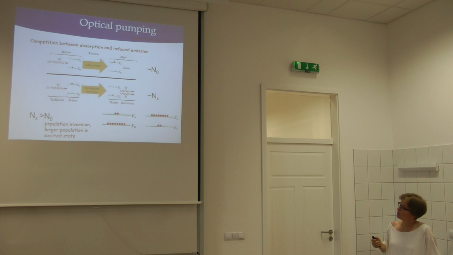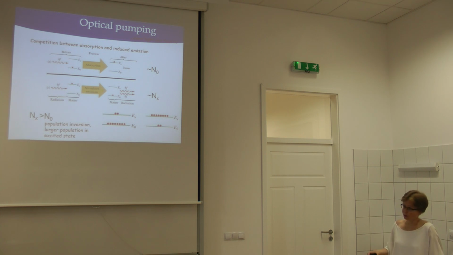But if you remember, I said that there are two processes, absorption and stimulated emission, that both involve an incoming photon and the matter. If we have the matter in the ground state, then the photon comes in, and this photon can be absorbed. And if we have the atom in an excited state, then it might happen that there will be two photons out. So this is reducing the number of photons, and this is increasing the number of photons. These are two competing mechanisms, and they both involve the interaction of light and matter.